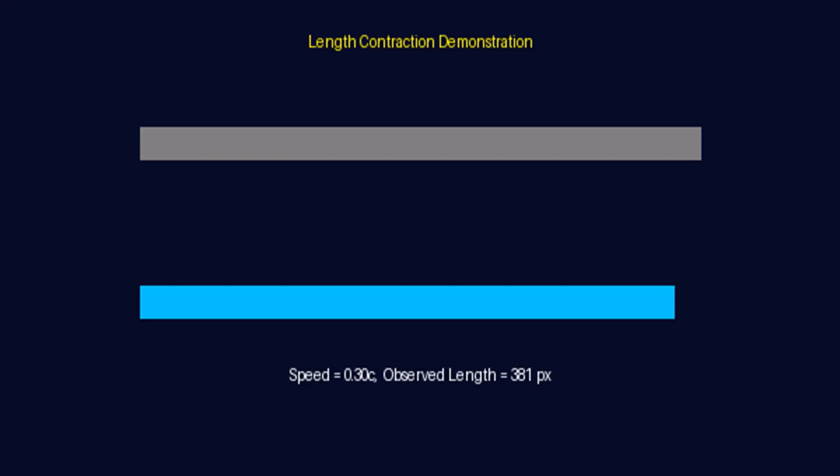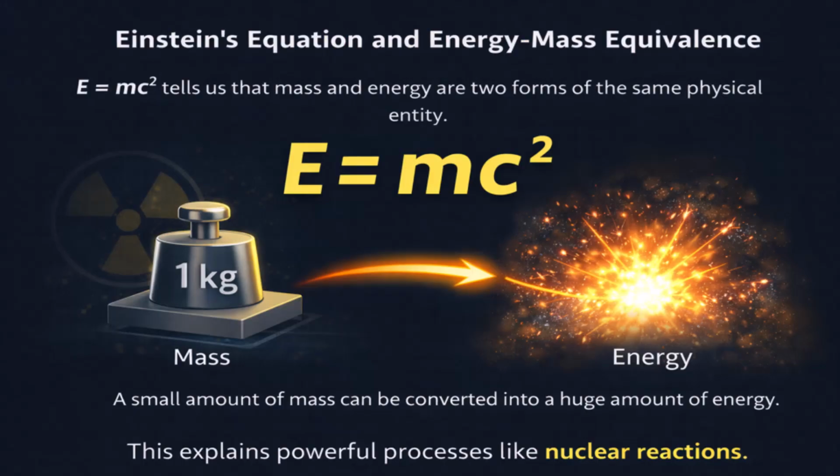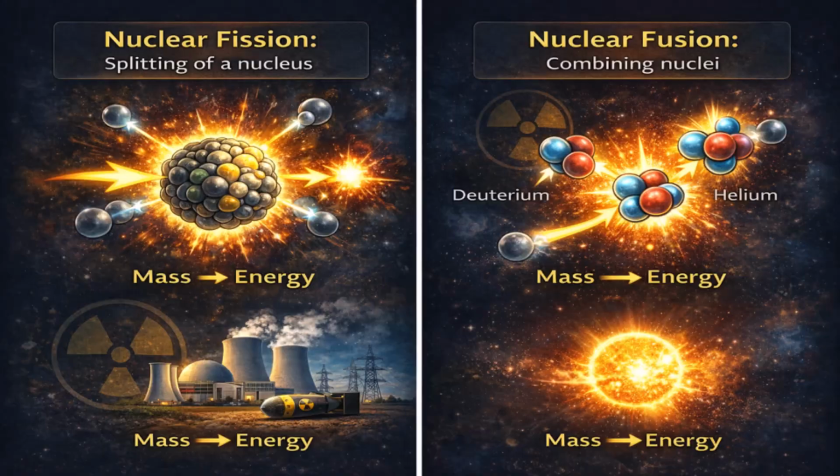Einstein's equation and energy-mass equivalence. Einstein's most famous equation, E = mc², expresses one of the most profound ideas in physics. Mass and energy are two forms of the same physical entity. It tells us that a small amount of mass can be converted into a tremendous amount of energy, since the speed of light is a very large number and its square makes the conversion factor enormous.